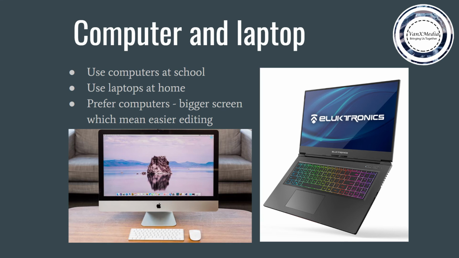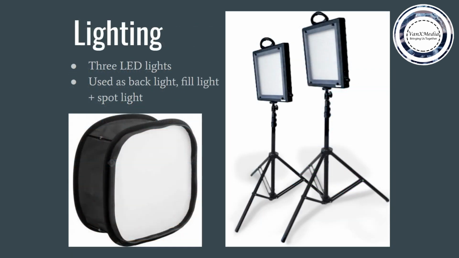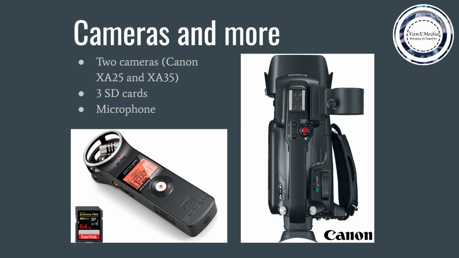Sometimes the school hours were not enough for me to complete my work, which is why I would use the school laptops at home and continue the process in order to maximize my use of time. When creating my project, I used multiple equipment. 3 LED lights so that I could use them as my backlight, fill light, and spotlight on my object. I also used 2 cameras in total, the Canon XA25 and 35. This was specifically used for the interview, but when I had to record other clips to add onto my documentary, I just used the XA35 as I enjoyed working with it.